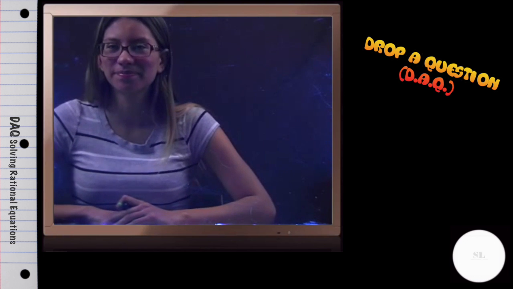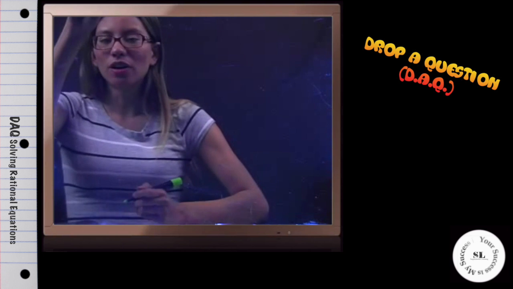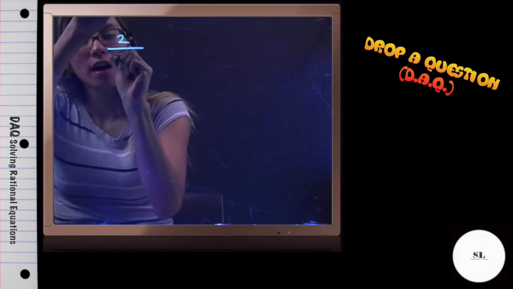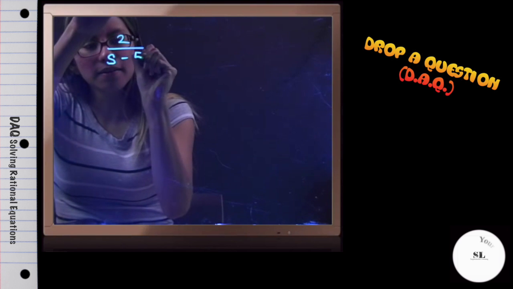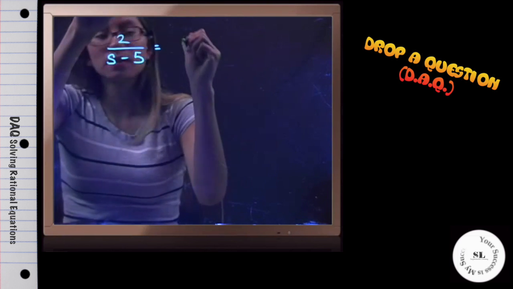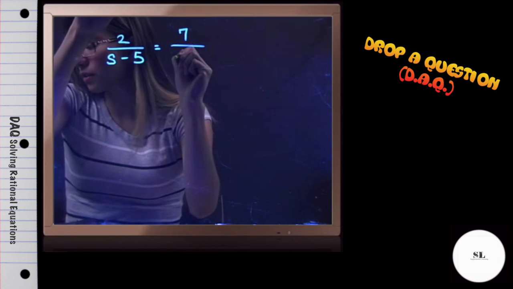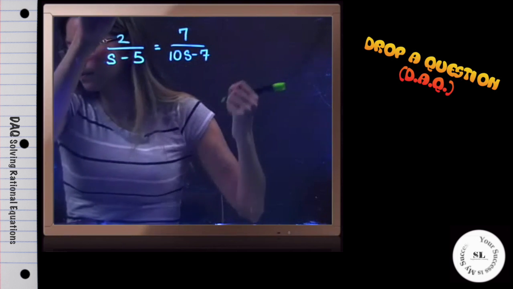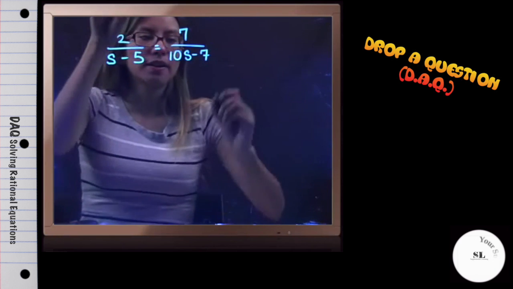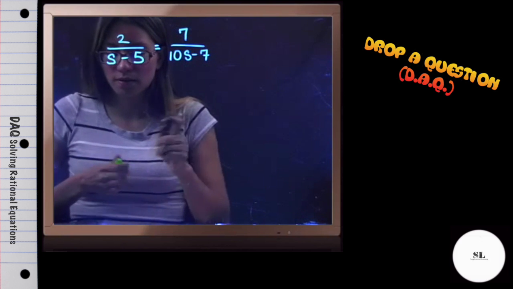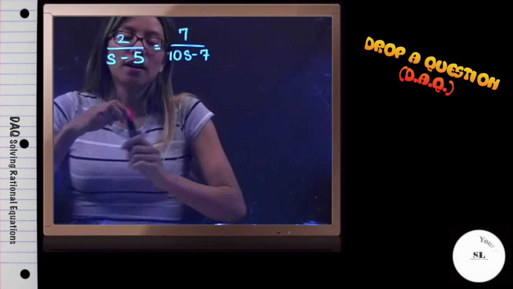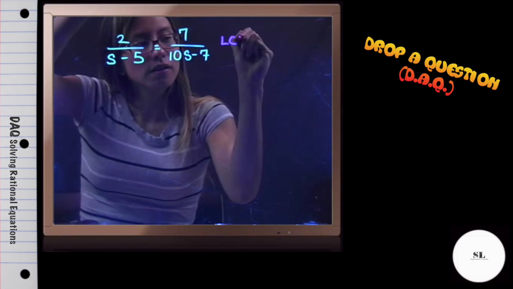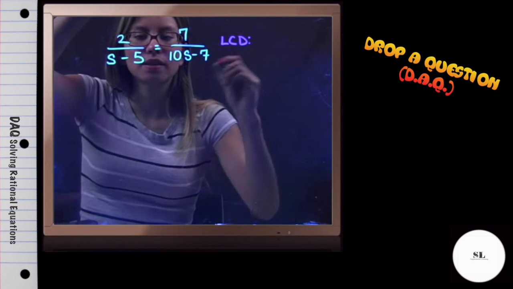That's okay. So for this drop of question, we are solving a rational equation: 2 over s minus 5 equals 7 over 10s minus 7. The first step we're going to do is find the LCD, because they're not the same denominators, and we need to make them the same denominators when solving rational equations.